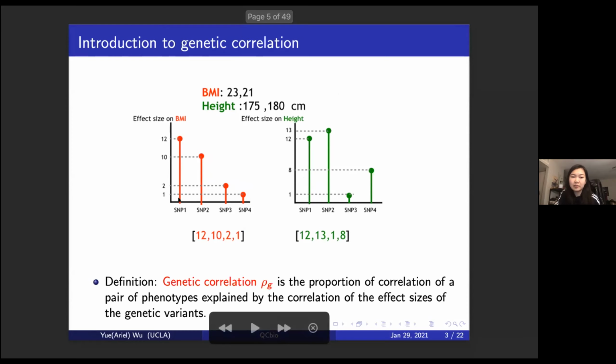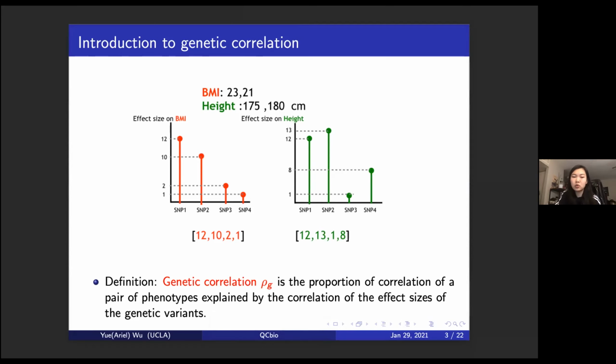We see that the first 2 variants have high effect sizes on both traits. So it seems like they are highly correlated. And for the other two genetic variants, SNP3 and SNP4, it seems like they have different effect sizes. So it seems like they are not correlated. We know that BMI and height are correlated because BMI is dependent on the inverse of height. So the question we are trying to understand here is: what is the genetic basis of this relationship?